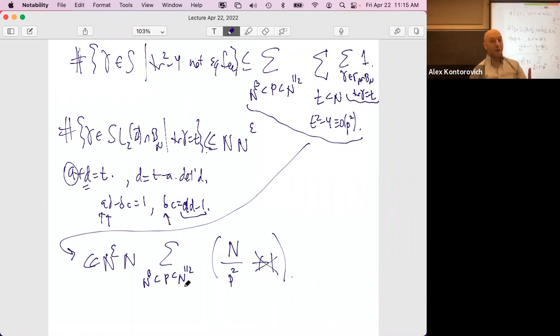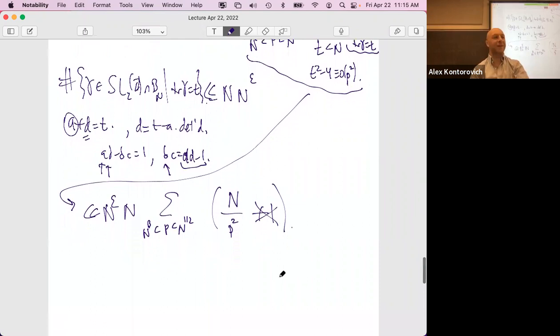This was important. If we didn't have this condition, then we would have the plus one and then we'd be dead. Right, that's what I'm about to say. In the other case, you don't have this N to the 1/2 flexibility. Okay, so now we just have to sum one over p squared.